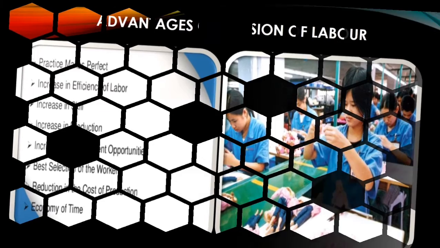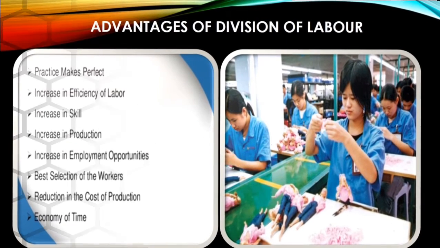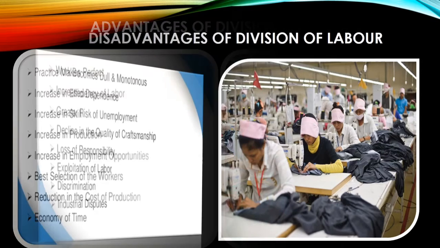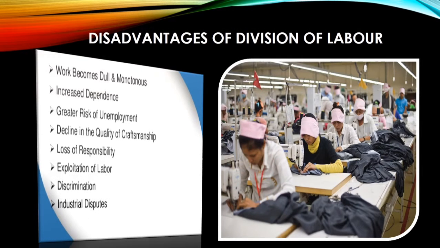Advantages or merits of division of labor. Division of labor is time and energy saving. It increases production of goods, as mentioned earlier. It reduces fatigue. Division of labor can also increase the skill of the workers. It can lead to specialization and creation of employment opportunities.